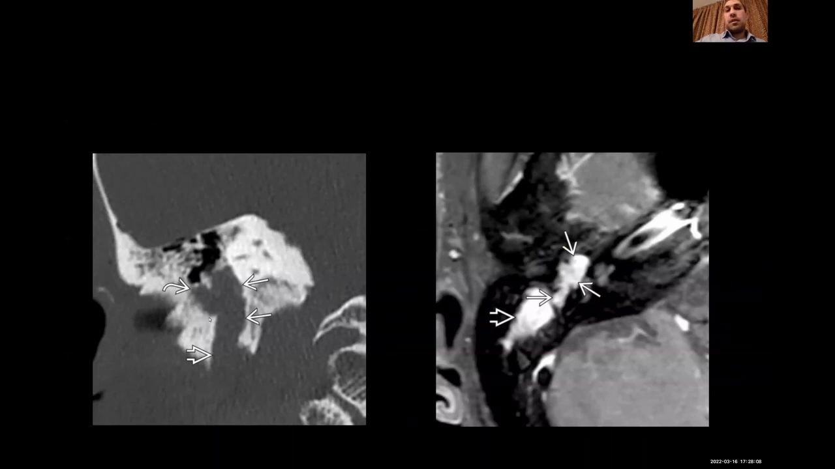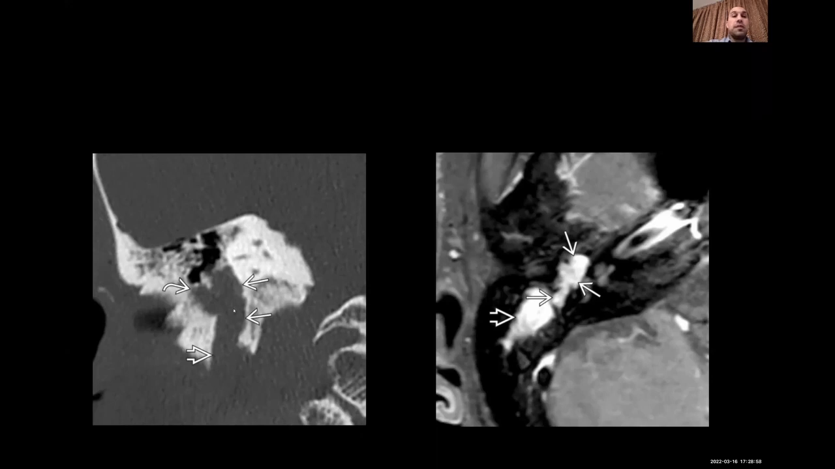What is the pathology? What is this structure? What is the anatomical structure here? Two different patients. No, not mastoiditis. This is enhancement, not T2.